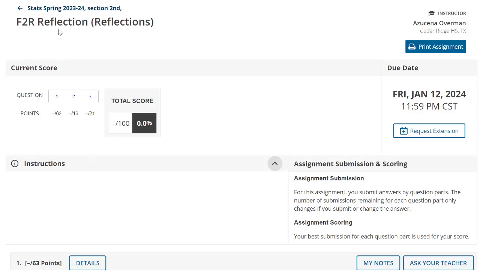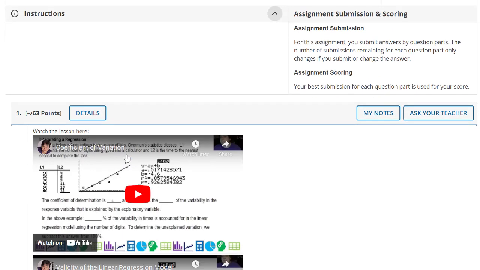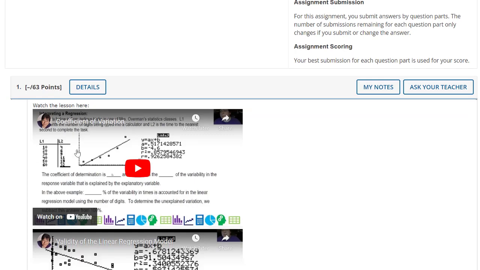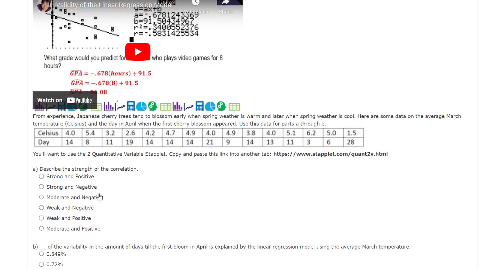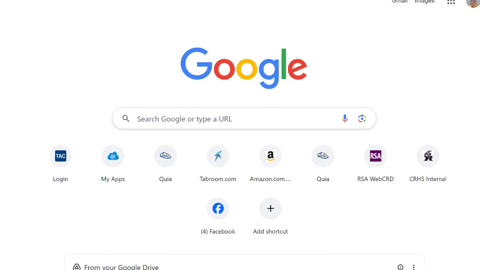Okay, now we're going to go through the solutions for the F2 reflections, where here are the lessons where it talks about coefficient of variation and validity of the linear regression model, and that goes with the notes. We're probably going to need Snaplet today because we got some data. So what I'm going to do is go ahead and open a tab for Snaplet.